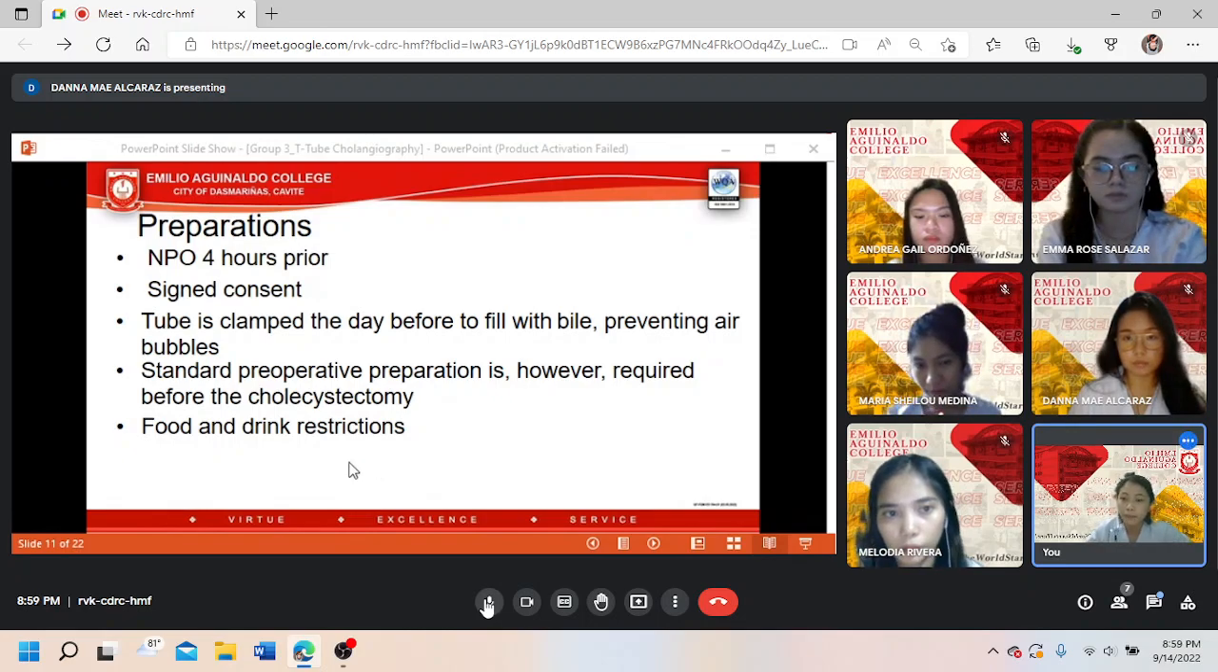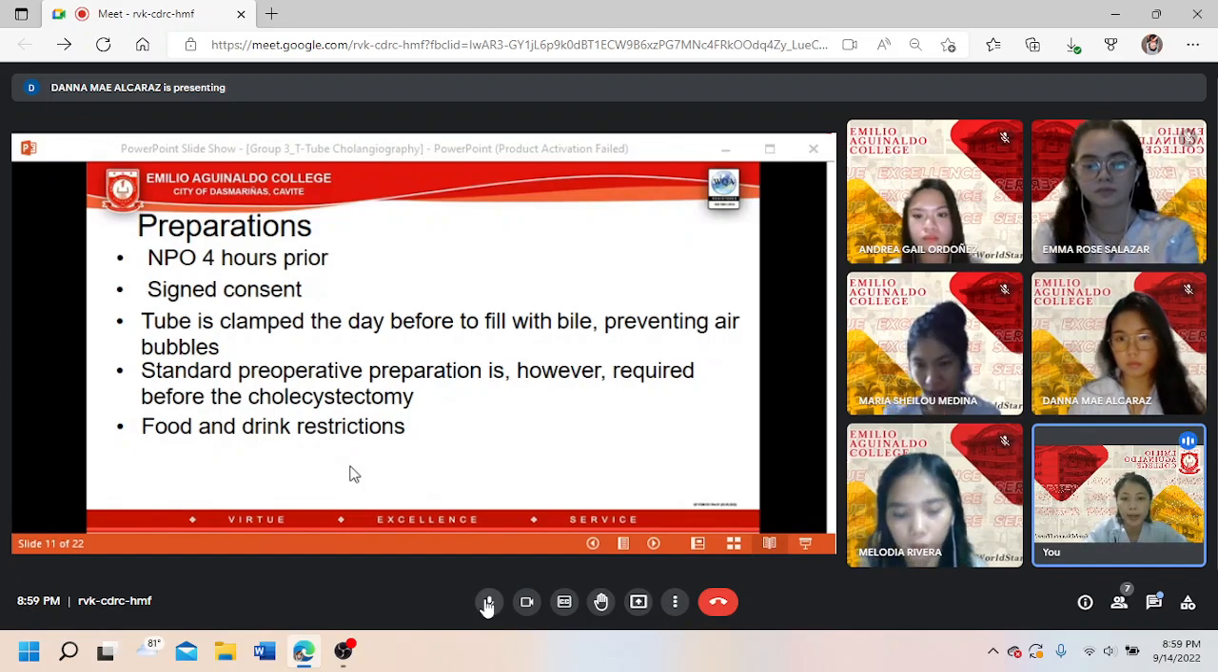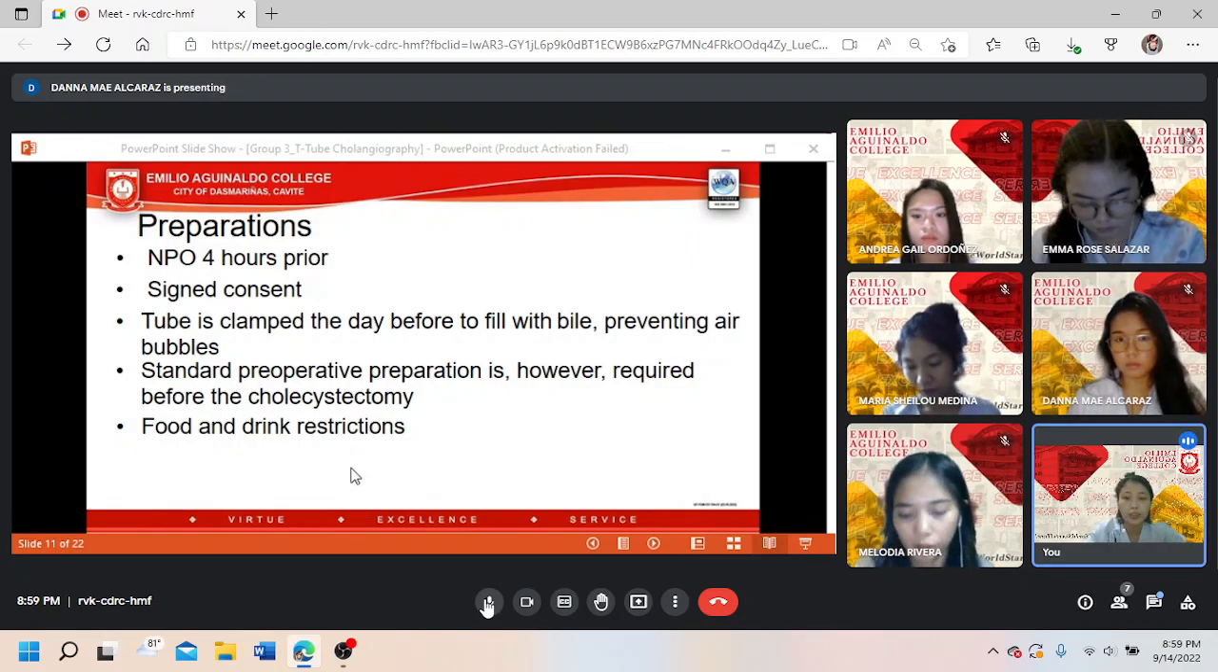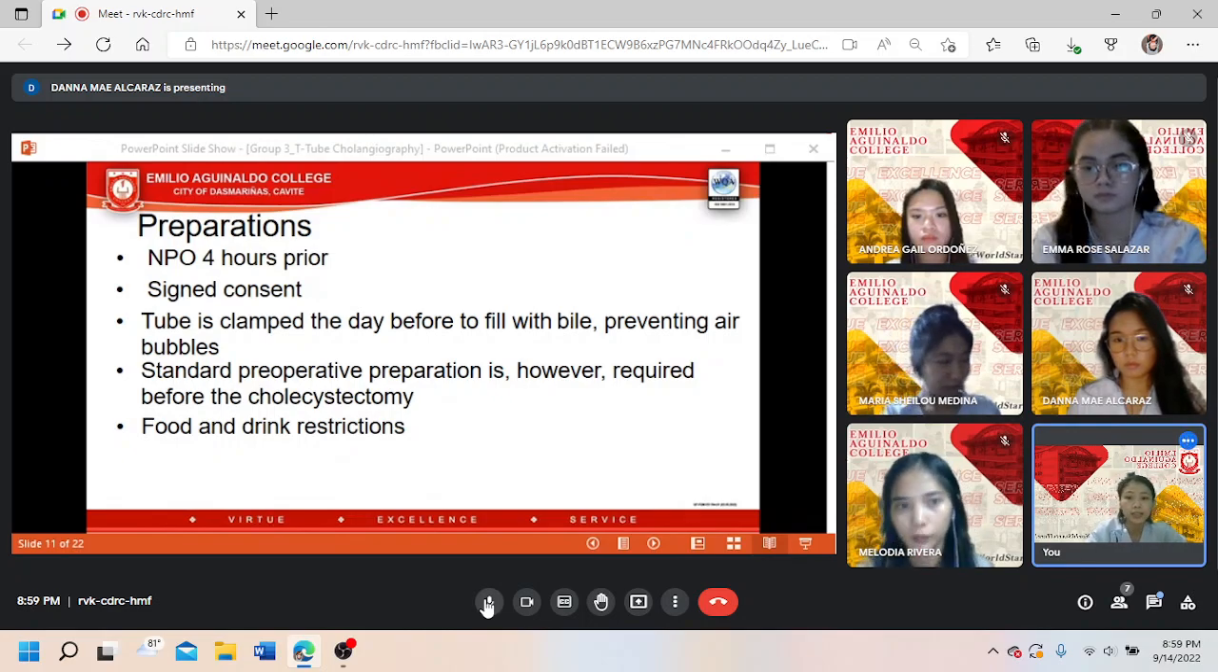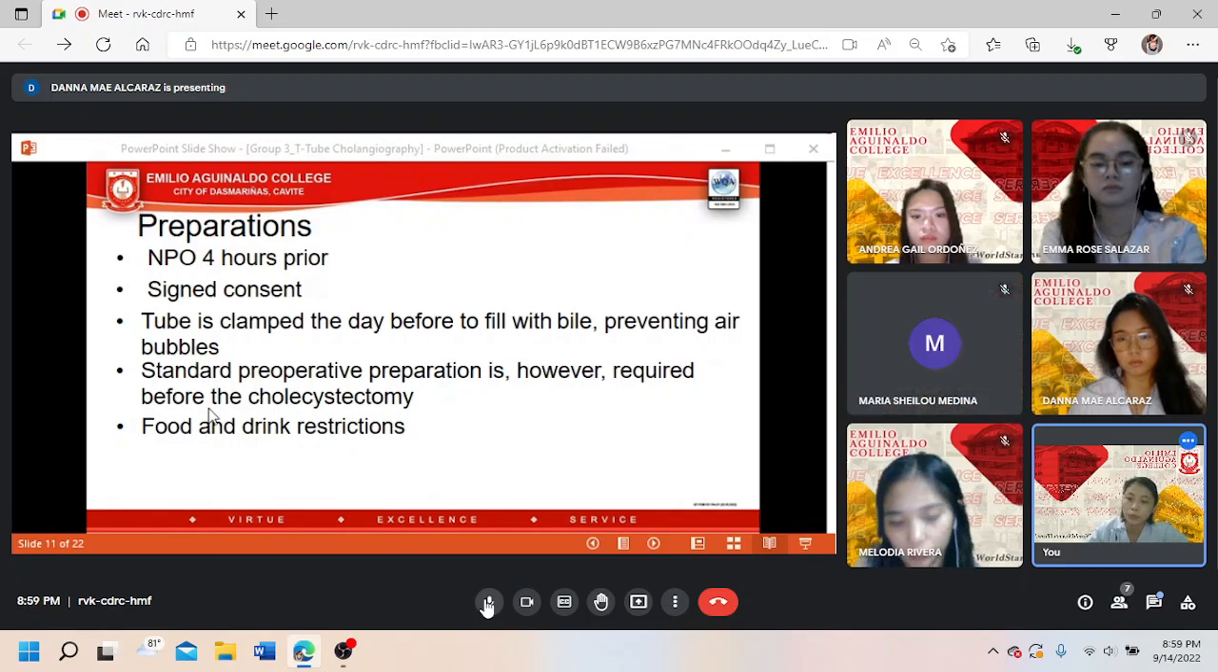Then, of course, a signed consent is needed. Then, food is blocked the day before, preventing air bubbles. The standard pre-operative preparation is, however, required before the cholecystectomy, including food and drink restriction. So, that is the NPO.